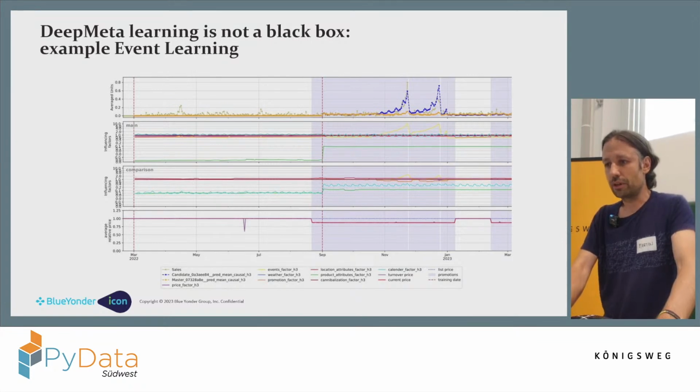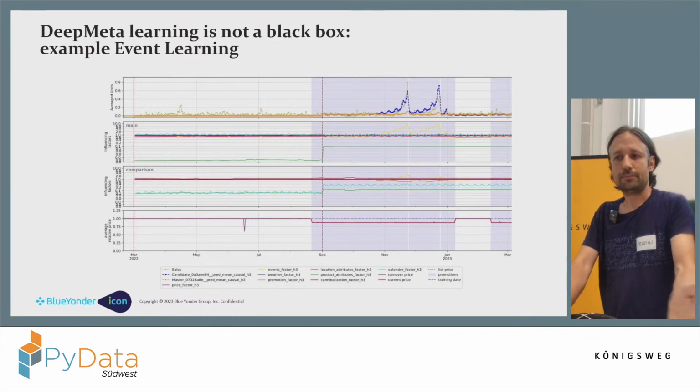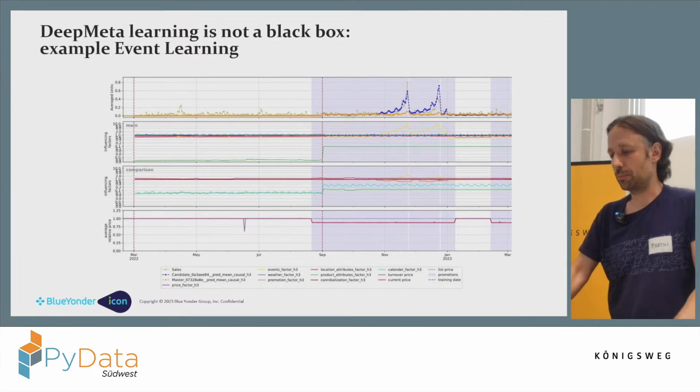So the customers can really see, okay, what's driving this prediction in this time range? It's the event factor. It has to do with events like Halloween, Christmas, and so on. And that's what they want. They don't really want just a black box.